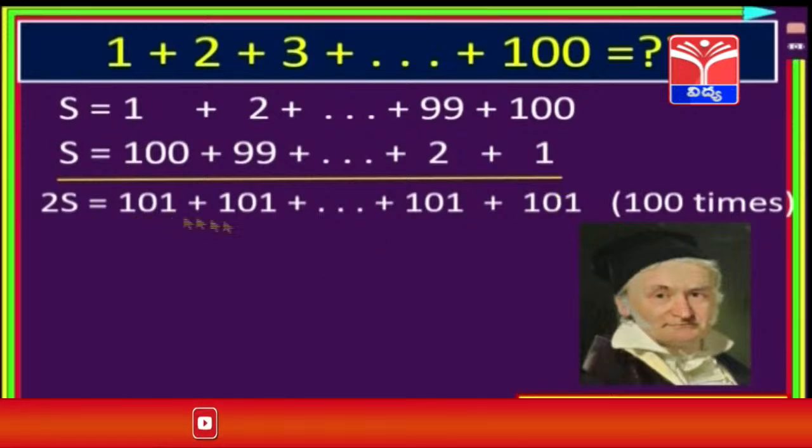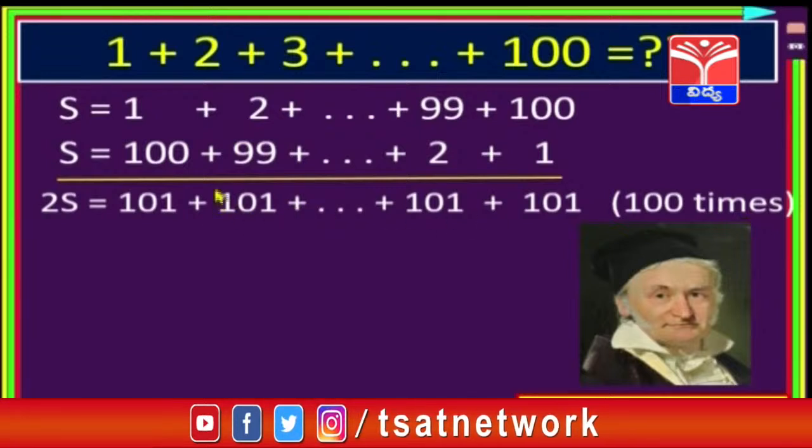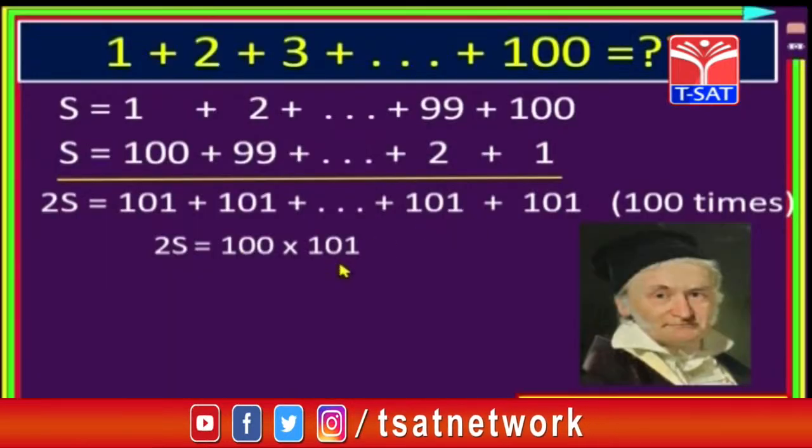So how many 101s will we get? We will get 100 times 101s. For example, if we add 3 twice, that is 3 plus 3, how much? 6. That means 3 plus 3 is nothing but 2 into 3. And 3 plus 3 plus 3 plus 3 means 3 into 4, that is 12. Like that here we have 101 plus 101 plus so on up to 100 times. So 2S is equal to 100 into 101, since 101 is repeated 100 times.